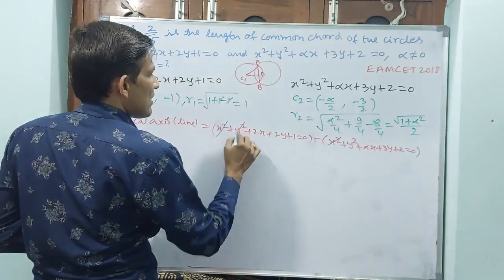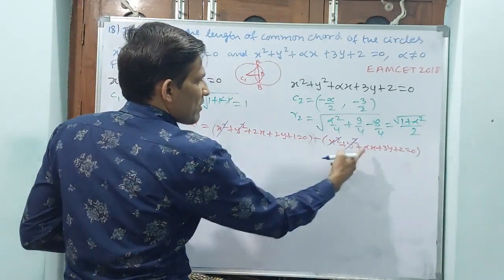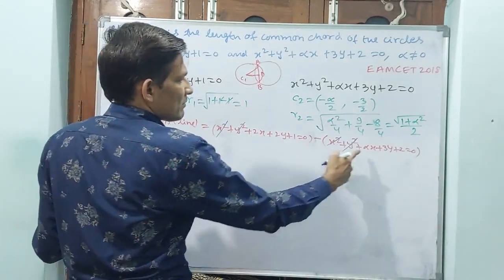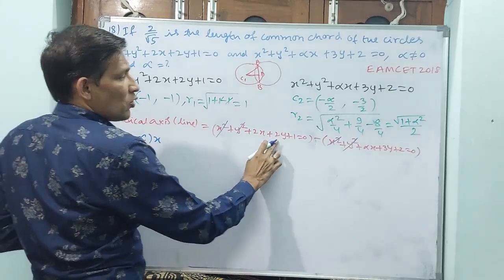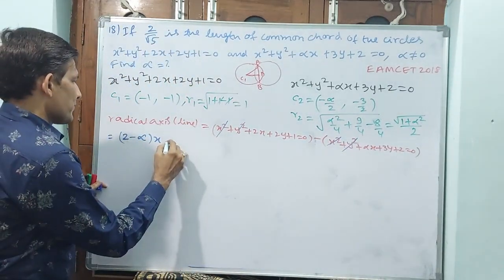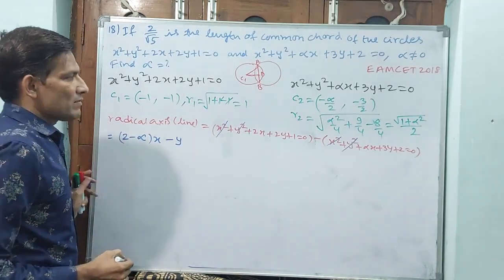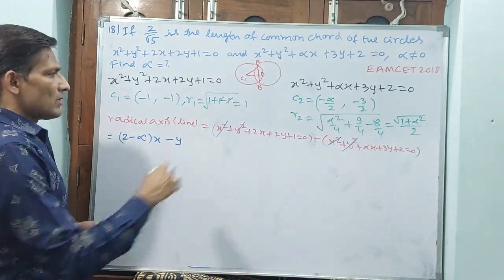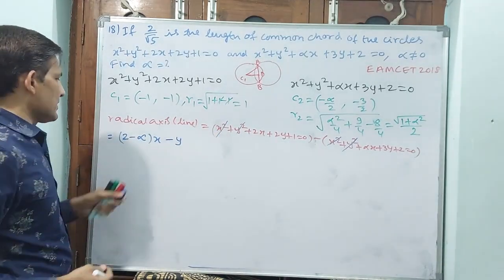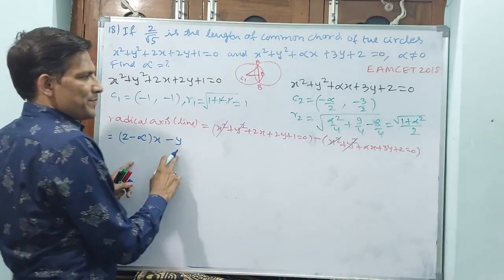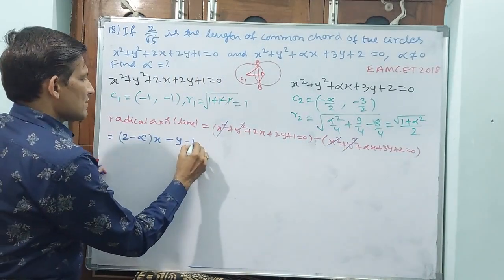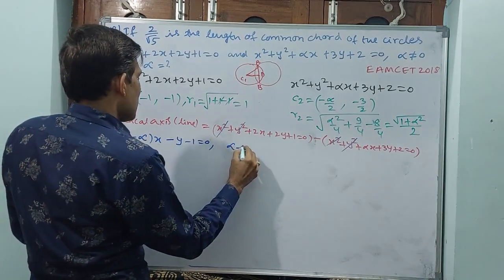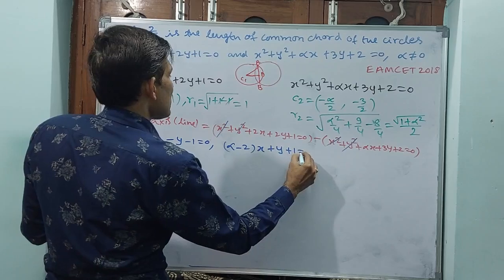X square, y square cancel. 2 minus alpha into x, that is 2x minus alpha x. Now 2 minus 3 gives minus 1, so minus 1 into y, that is 2y minus 3y. Or else we can reverse it. If we multiply with minus, then alpha minus 2 is going to become the coefficient, that is not a problem. Minus y, and 1 minus 2 is minus 1 equal to 0. If I multiply with minus, automatically we get alpha minus 2 into x plus y plus 1 equal to 0.